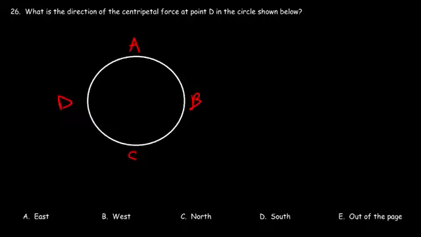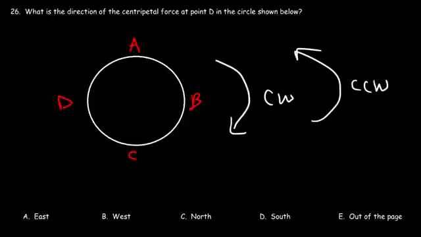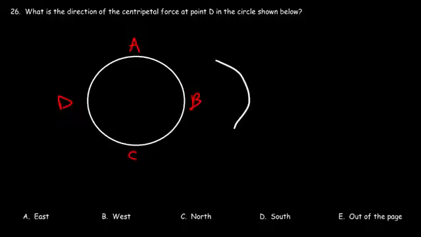26. What is the direction of the centripetal force at point D in a circle shown below? So we're assuming the object is moving with circular motion. We don't know if it's moving in the clockwise direction or in a counterclockwise direction. And technically, it's not really important what direction it's moving in. What we need to realize is that the centripetal force always points towards the center of the circle. So at point D, it has to point towards the right, which means it's pointed in an eastward direction. So A is the right answer.